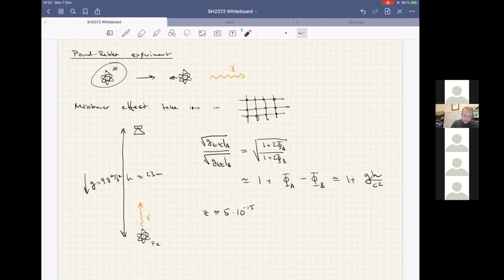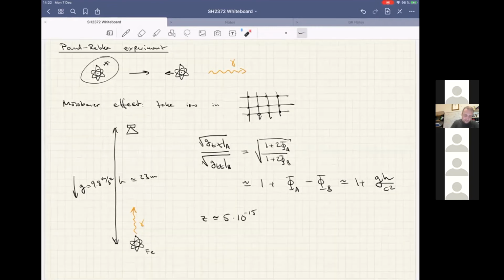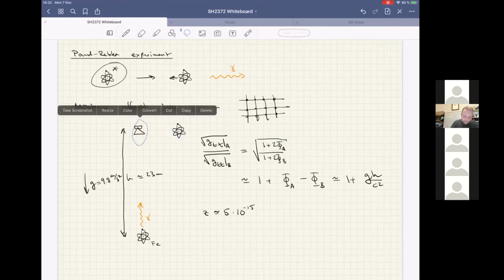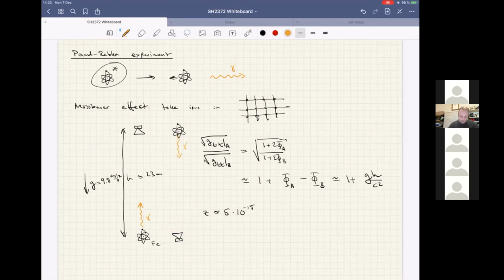You can put your atom up here, and you can take your detector and put it down here. And then you send this light signal down, or you have these photons going down instead and being observed in the lower detector, and then of course instead you will observe a blue shift.